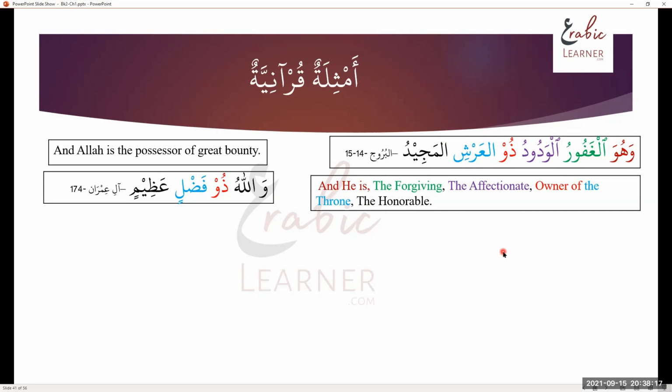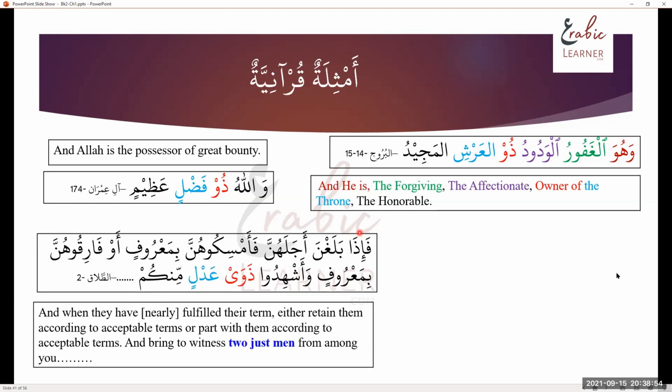And I told you, khabar can come as ma'rifa also sometimes. Most of the time, khabar is nakira, but it can come ma'rifa also, especially when it is khabar about Allah. And he is talking about Allah, and he is most forgiving, most affectionate, owner of the throne, Dhul Arsh, and he is honorable. Okay. This is a big ayah.